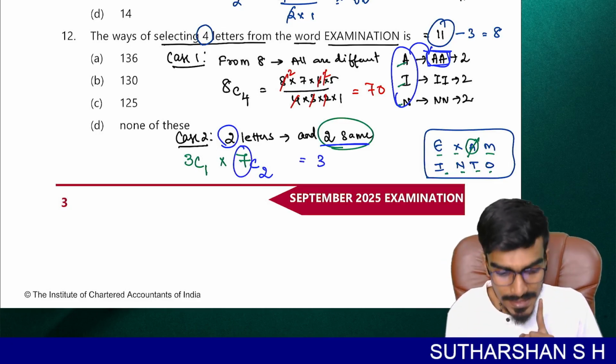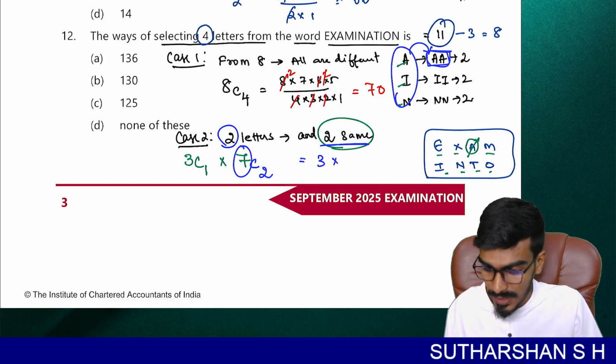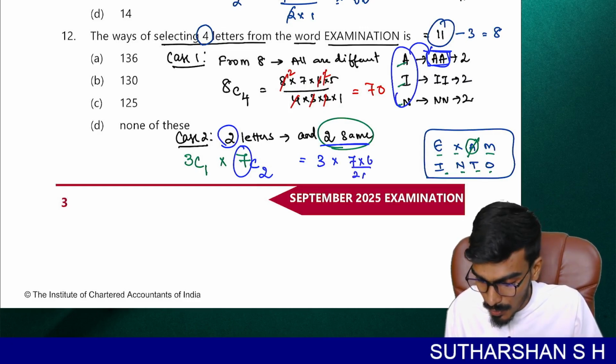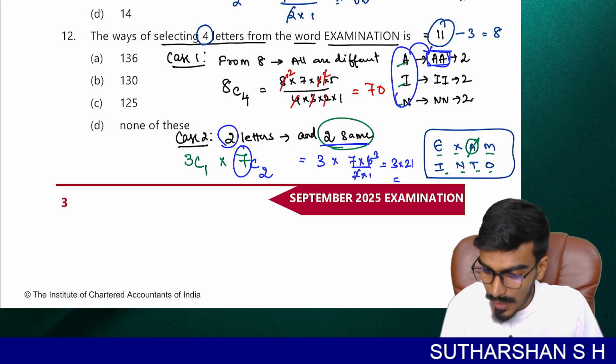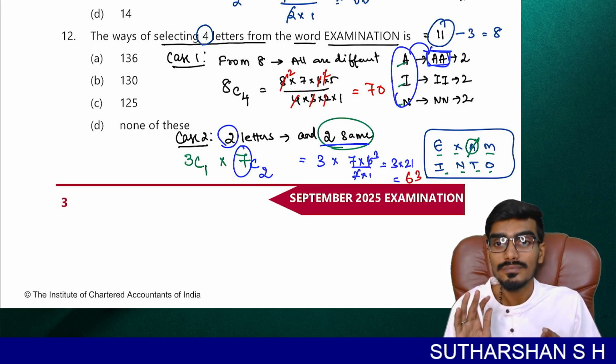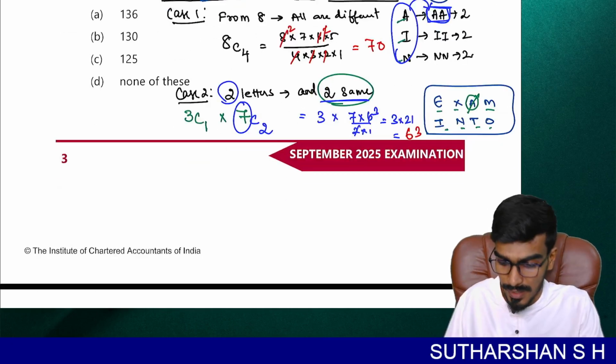3C1, I can say it is 3. 7C2 is basically 7 into 6 divided by 2 into 1. If you cancel, you will get 3 into 21, which is equivalent to 63. Okay, this is the second case which I have done.